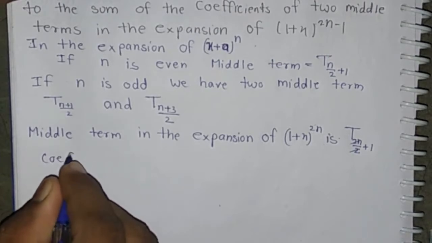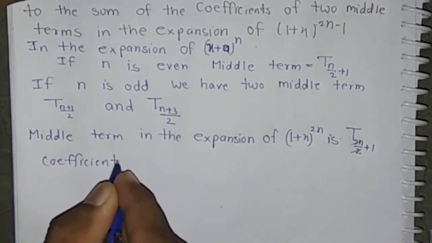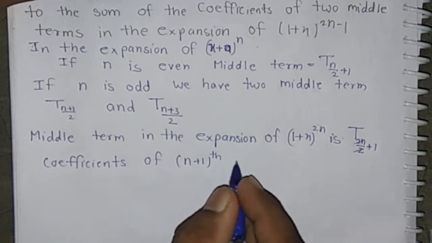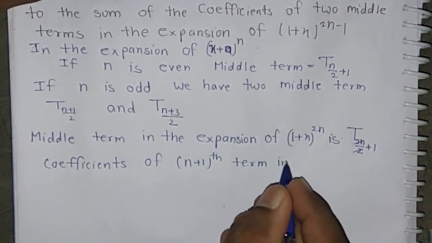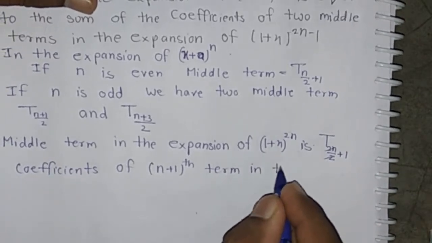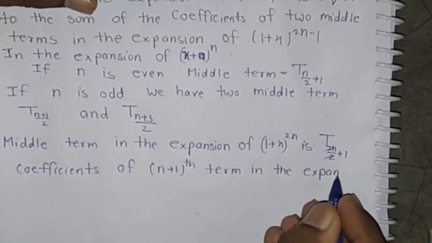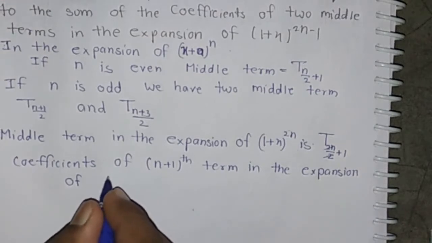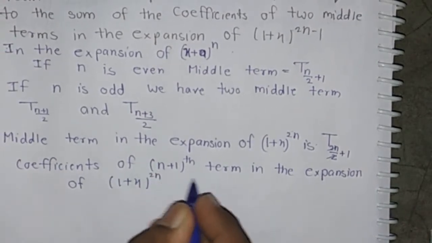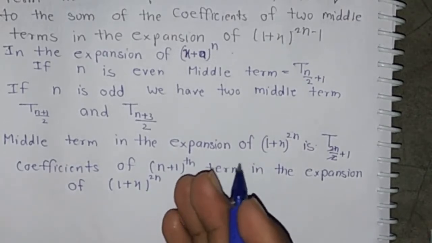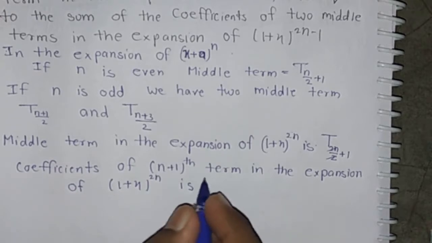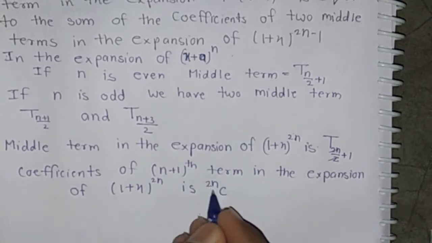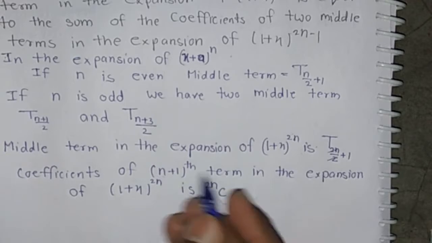Then the coefficient of the (n + 1)th term in the expansion of (1 + x)^2n is: the coefficient of the (r + 1)th term in the expansion of (1 + x)^2n is given by 2n C r. Here n is 2n, and the (r + 1)th term means the value of r is n.